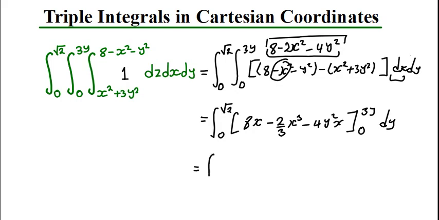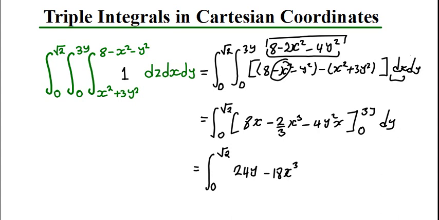One thing you observe is that 0 won't give you anything, that will be 0, so no need of focusing on the lower limit. Just focus on the upper limit, which is 3y. If you plug in 3y where there's x, you're going to get 24y, minus, plugging in 3y where there's x to the power 3, you're going to end up with 18y to the power 3.